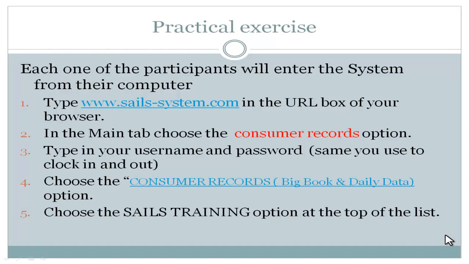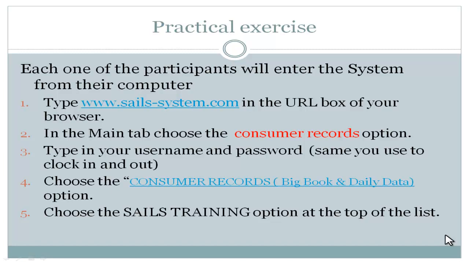Okay, now that we know how to enter information in our system, we're going to start with our short practical exercise. So each one of you is going to go into your computer, go into the system, log in, and start working with one of the consumers on the list for sales training. So type www.sales-system.com in the URL box of your browser, and then choose consumer records, and then log in.